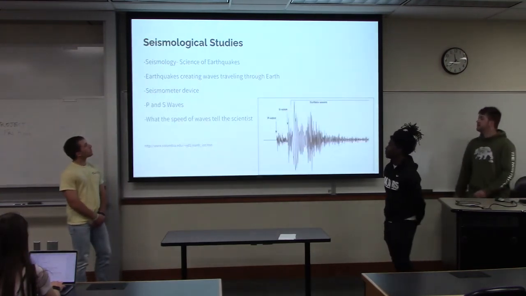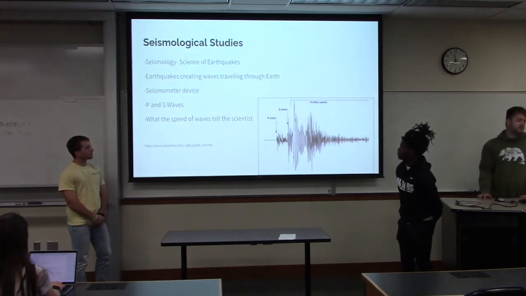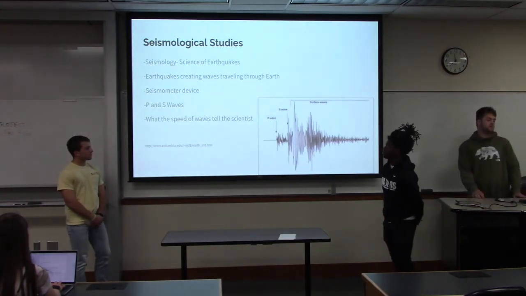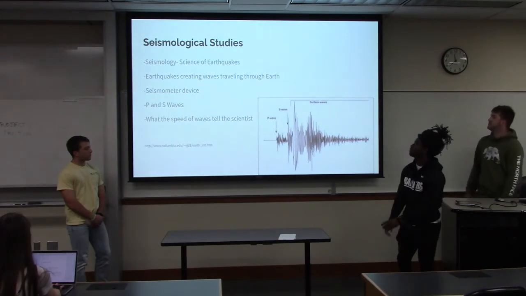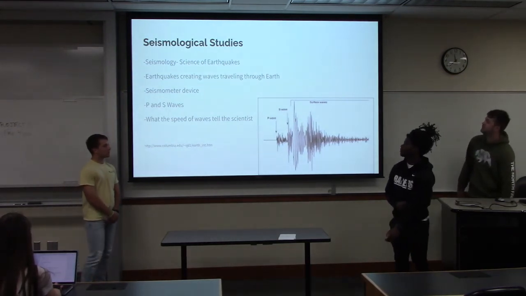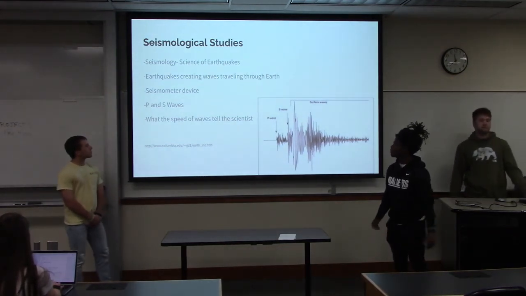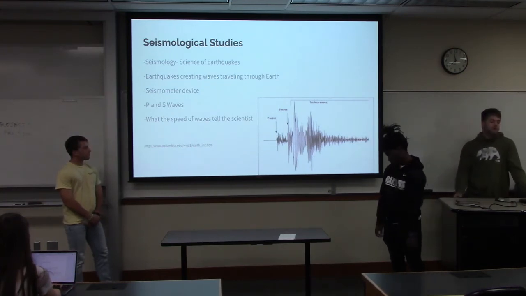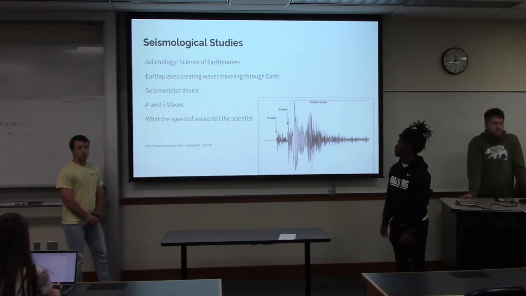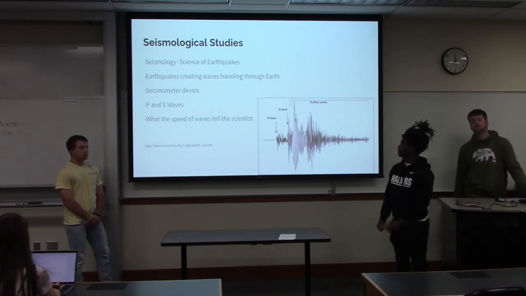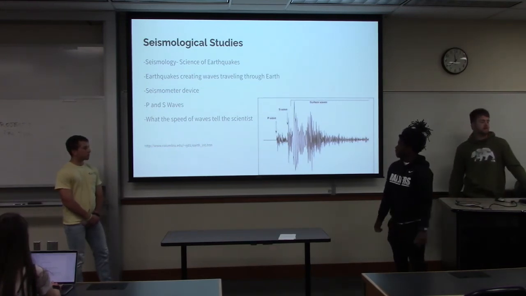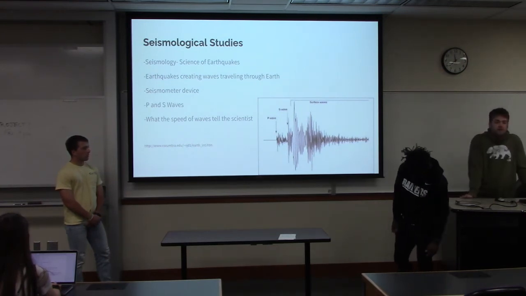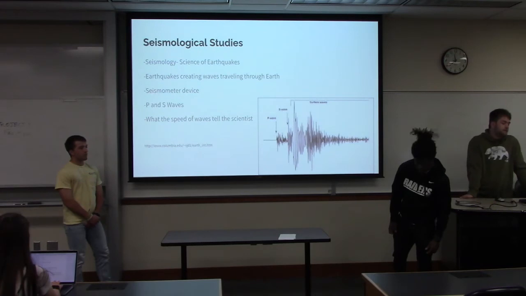And the main thing that seismologists use is seismological studies. Seismology is the study of earthquakes and the science behind them. So an earthquake happens and it creates waves, and they bounce around through the center of the Earth. The seismologists go in and can tell how fast the waves are moving, and how fast they're going through different surfaces. It's basically like an X-ray.